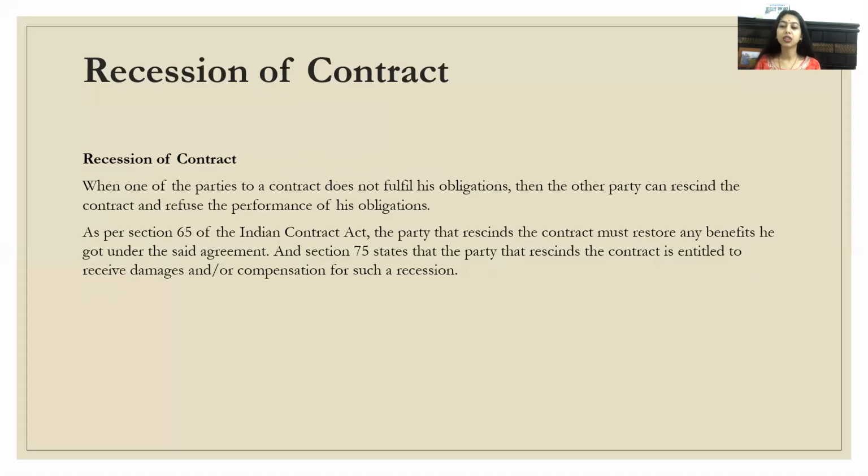As per section 65 of the Act, the party that rescinds the contract must restore any benefits it got under the said agreements. Means if they have taken any benefits in that particular agreement, then they are supposed to restore the same. And section 75 states that the party that rescinds the contract is entitled to receive damages and compensation for that kind of rescission.